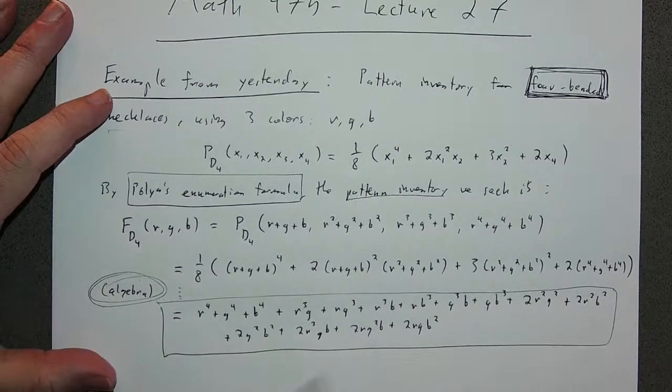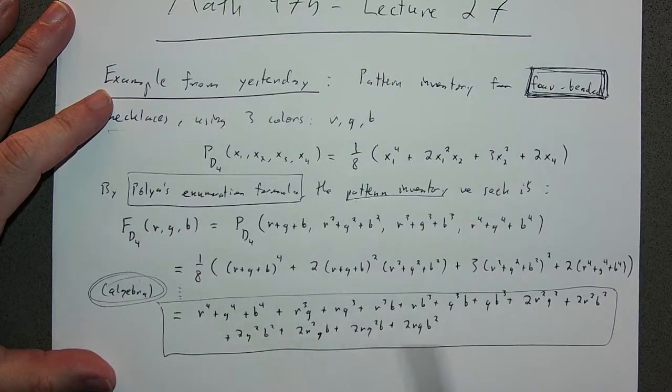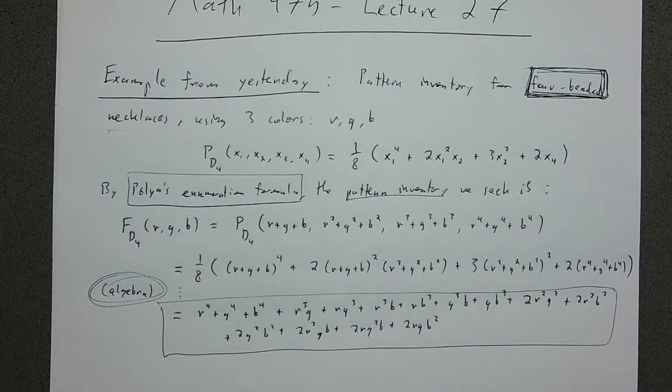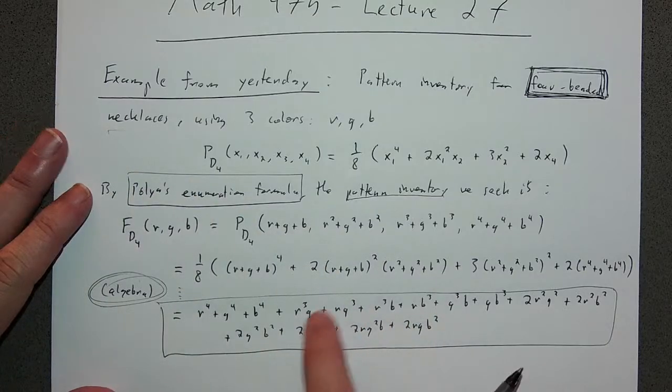That's the point. So if you were to do all of this algebra, this is exactly the thing that you would get algebraically, and by Polya's enumeration formula, this is giving us the pattern inventory. You can check in the reverse direction that in fact these coefficients match up.